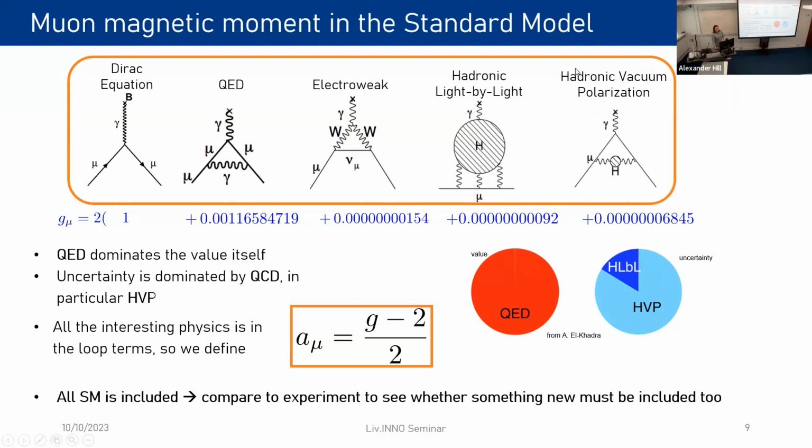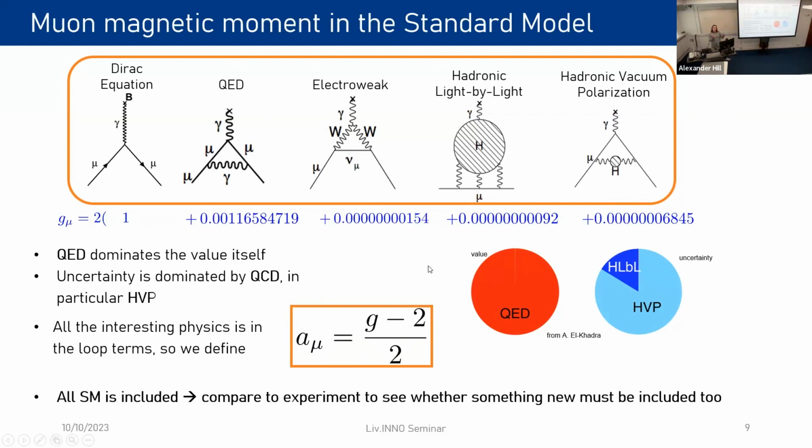Okay, so everything we're interested in is these loop terms, all the bits that are different from 2, which is why the experiment's called g-2. We define this quantity a_mu, where a stands for anomaly or anomalous magnetic moment, which is the difference from 2 of g.